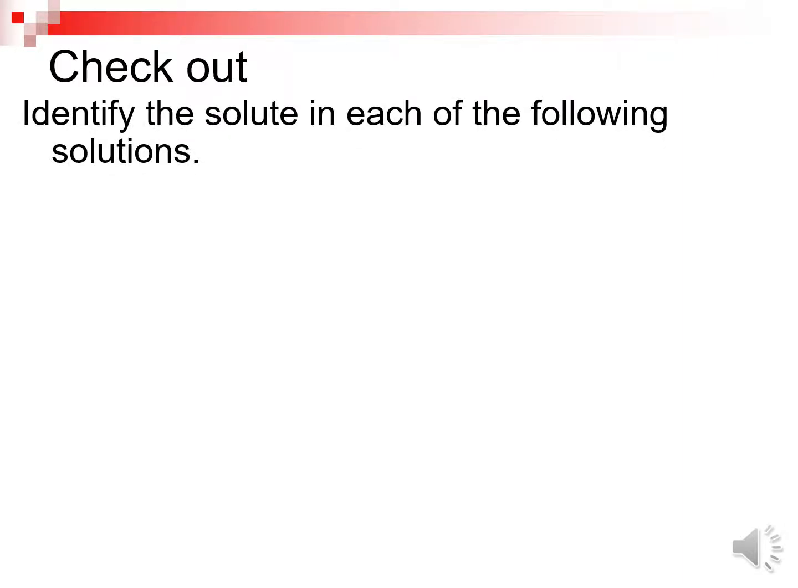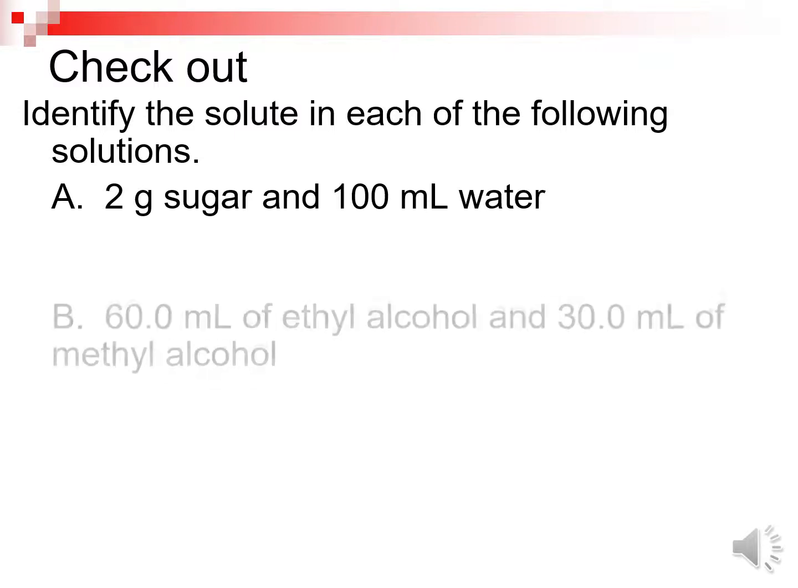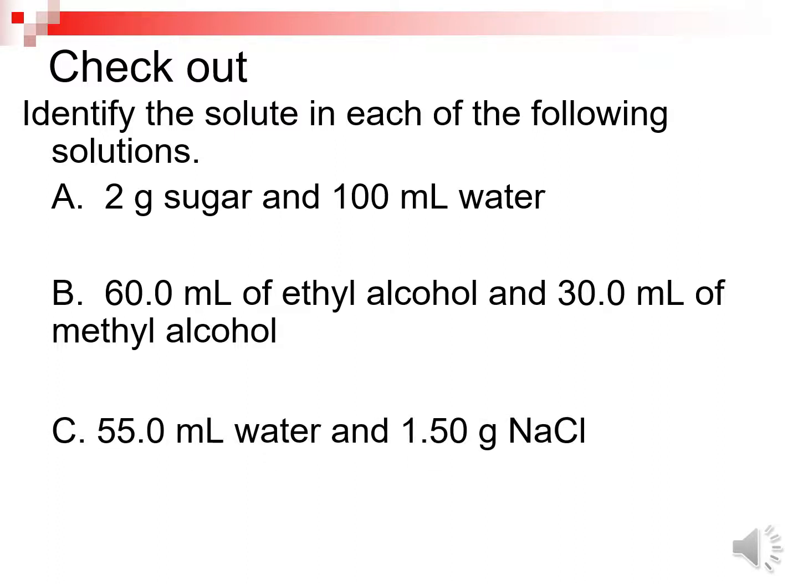Let's practice identifying the solute in each of the following solutions. If you put 2 grams of sugar and 100 milliliters of water, or 60 mils of ethyl alcohol with 30 milliliters of methyl alcohol, or 55 milliliters of water with 1.50 grams of sodium chloride, the solute is going to be the one that is the lesser amount.